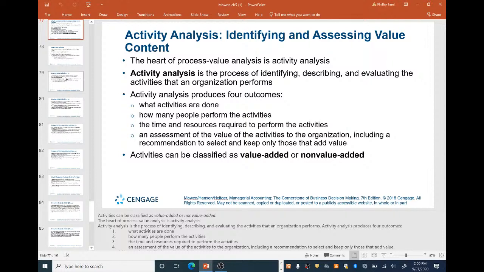And so obviously by doing this assessment of the value of the activities to the organization, at this point is where these managers are going to have to make a decision of whether these activities continue or whether they're going to be discontinued, because ultimately if they're not adding value, then they need to be discontinued, because the ultimate goal of a business is to make money. So therefore activities can be classified as either value-added activities or non-value added activities.